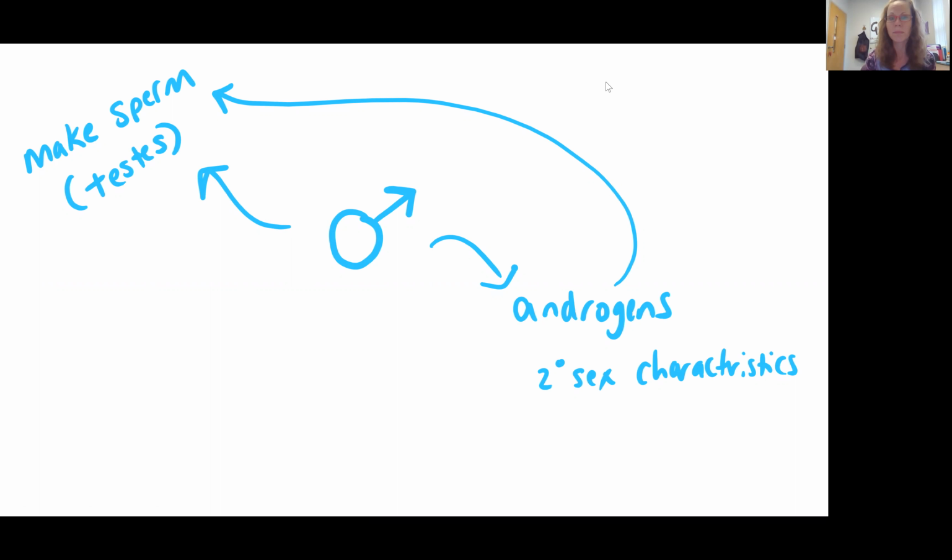That's the plural form. And then you also have cells in the testes that are producing androgens, which are our male sex hormones. The most commonly familiar androgen is testosterone, and it is the job of these hormones to maintain the male reproductive system, maintain sperm production, and also maintain what can be described as secondary sex characteristics.